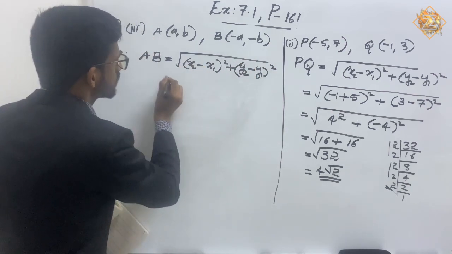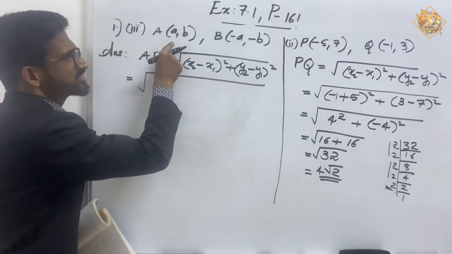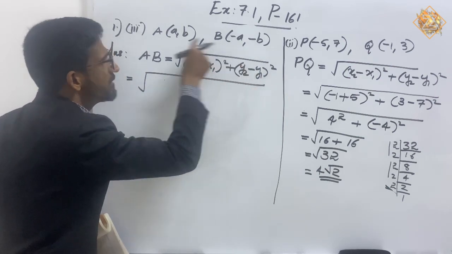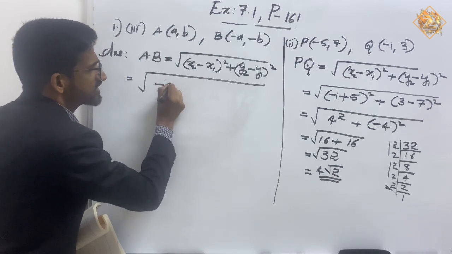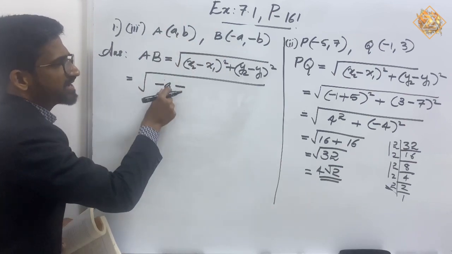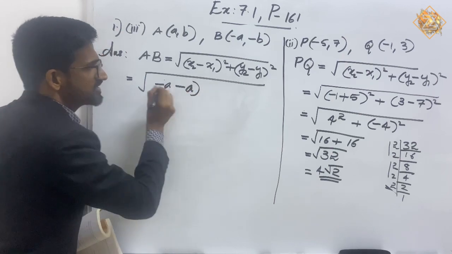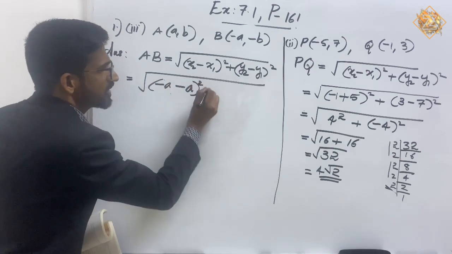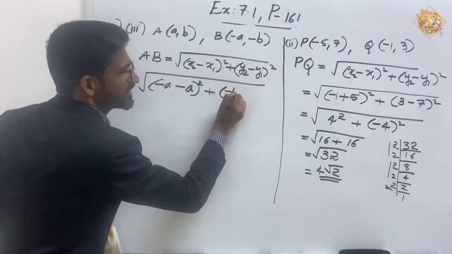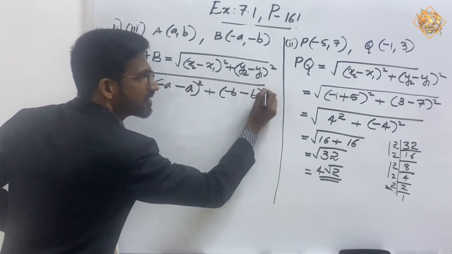Okay, so that is equal to what? Square root of (x2 minus x1) whole square. (x1, y1) is the first point, this is (x2, y2), isn't it, students? So x2 minus x1, x2 here it is minus a, and minus x1 it is what? Here it is positive a. So that is (minus a) whole square plus y2 minus y1. y2 is what? That is minus b. Minus y1 it is b. Okay, (minus b) whole square.